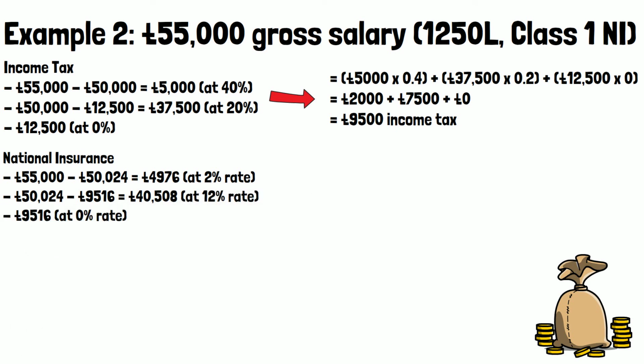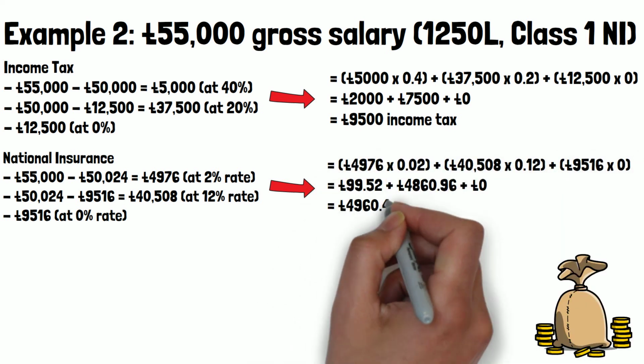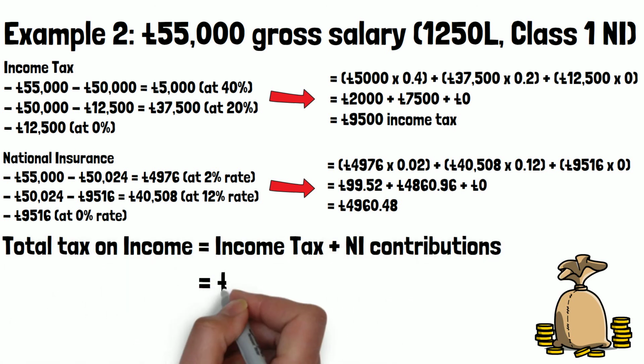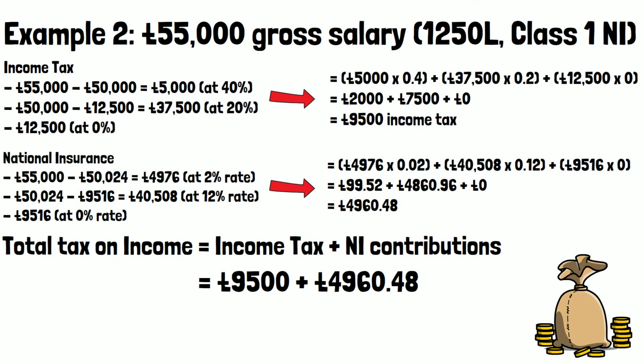Then we can calculate how much our national insurance contributions are. Using our previous knowledge of the thresholds, we can work out that £4,976 will be above the upper earnings limit and so taxed at a 2% rate. £40,508 will be taxed at the 12% rate, and our allowance will be £9,516, taxed at 0%. Adding this all up, we get a total national insurance contribution of £99.52 plus £4,860.96, which is £4,960.48.